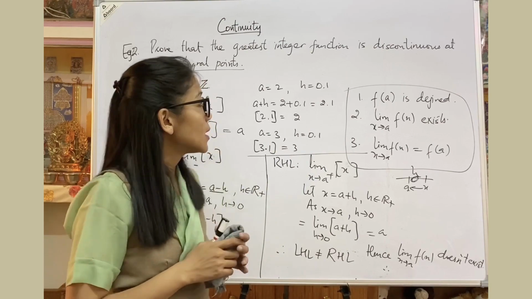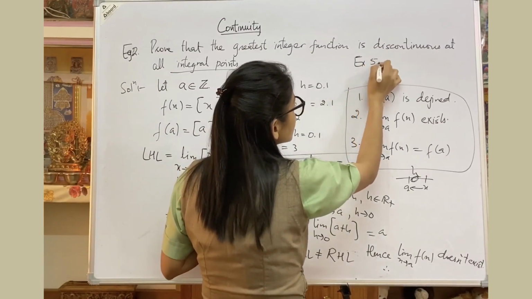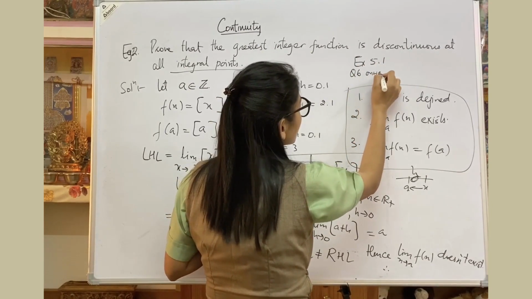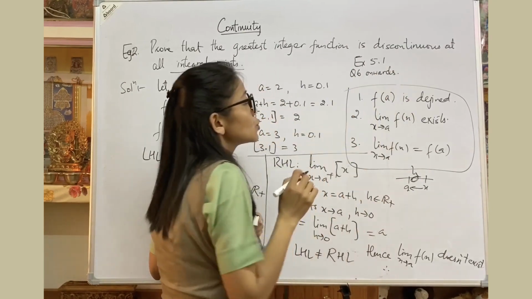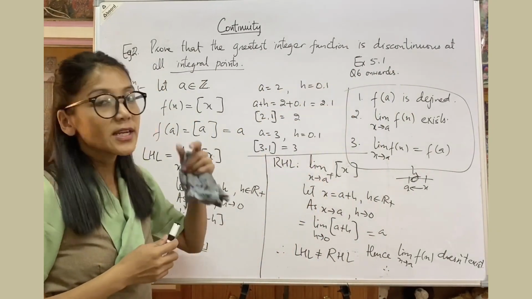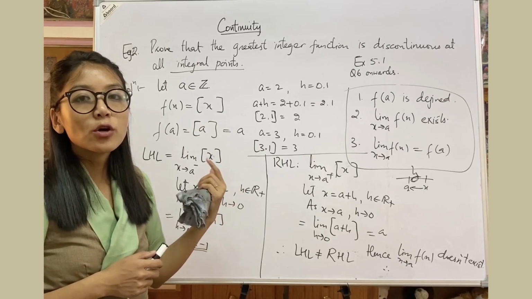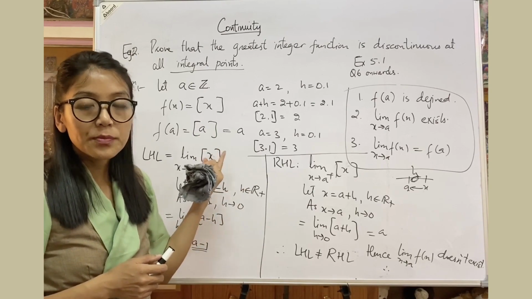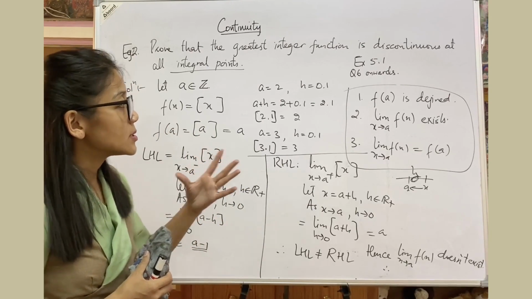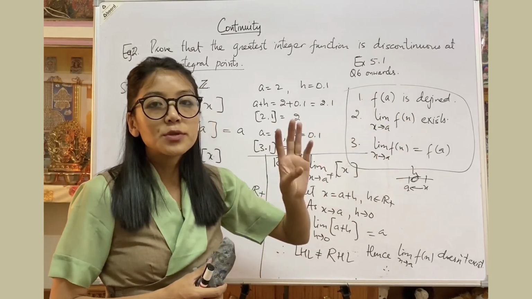So you will do this exercise 5.1, question number 6 onwards. That is to check the continuity of the function, or the question may be given as find all the points of discontinuity, as I had shown you in the previous example. Almost all are the same, so in all questions the method of solving will be the same. You have to check these three conditions, that's it.